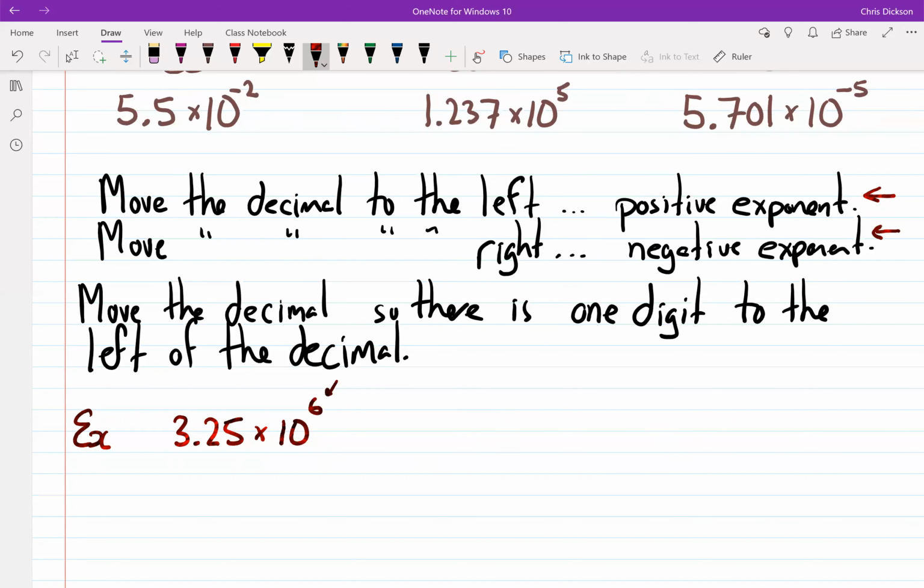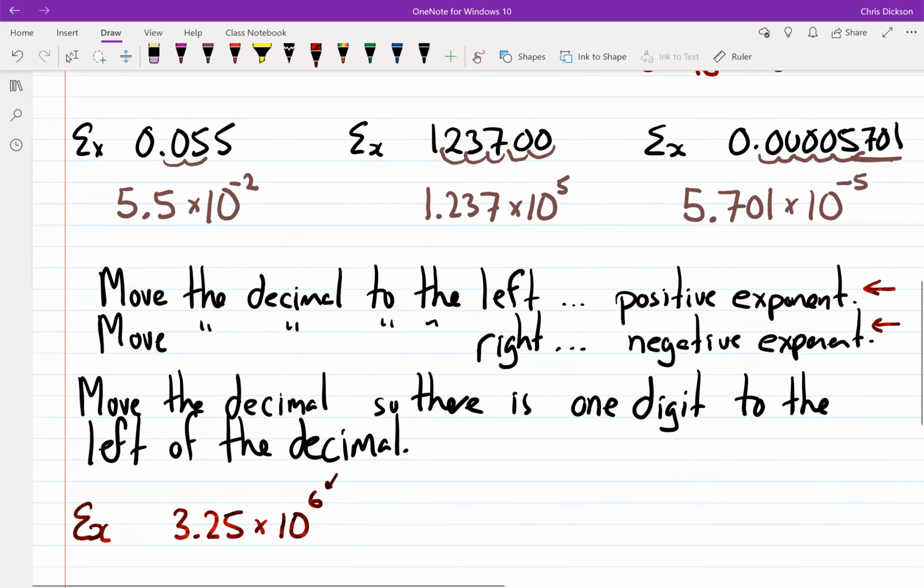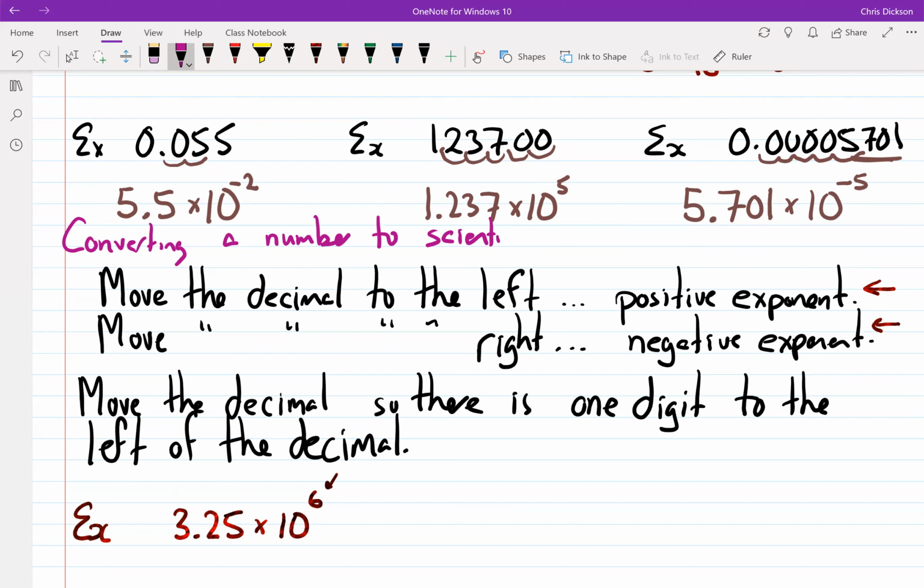So these rules, I'm just going to write a title here. These rules were for converting a number to scientific notation.